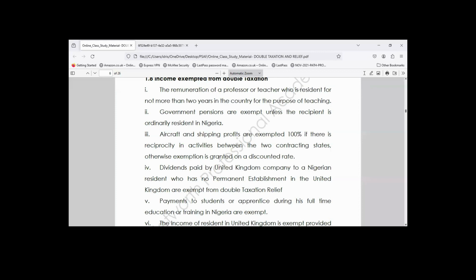If you bring the salary to Nigeria, it will not be taxed, provided that he stays in that place for more than 2 years. If he stays less than 2 years and brings the income to Nigeria, it will be taxed in Nigeria again after it has been taxed abroad.